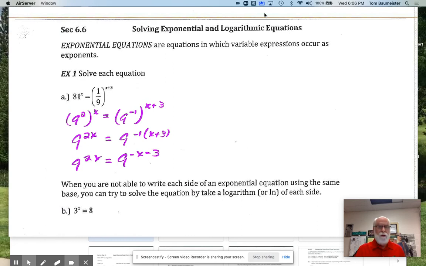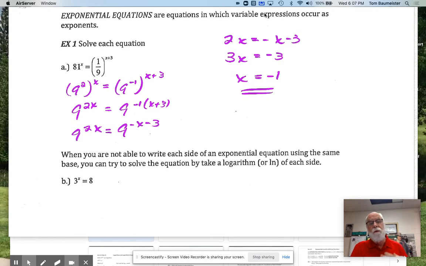All right, so now, since the bases are the same and they're on opposite sides of the equal sign, I can state that the exponents are equal. So 2x is equal to negative x minus 3. I'm going to move the negative x over. That'll give me 3x is equal to negative 3. Then if I divide by 3, x is equal to negative 1. Okay? Sometimes you're able to write them like that.